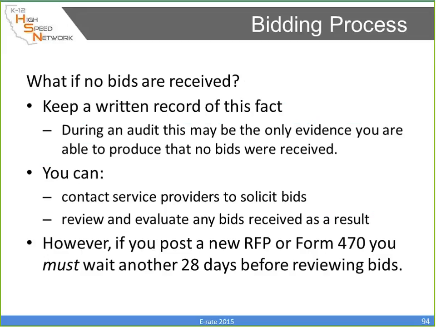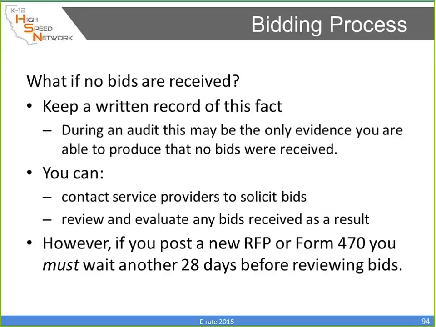So through this bidding process, what happens if you don't receive any bids? It's hard to go out and buy something if you don't know what you're going to pay for it. Well, the first thing you want to do is keep a written record of this fact. It may be the only evidence you have in an audit that you did not receive any bids. You can keep a written record by sending yourself an email. Send your E-rate team an email documenting that on this bid, we received no bids as of the 28th day.